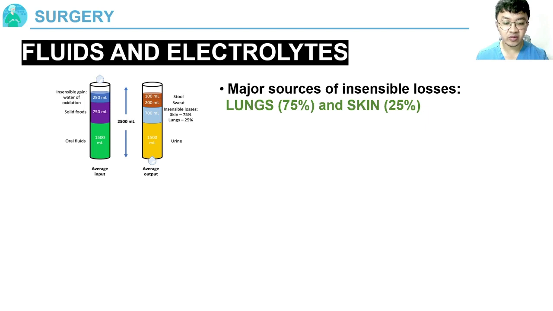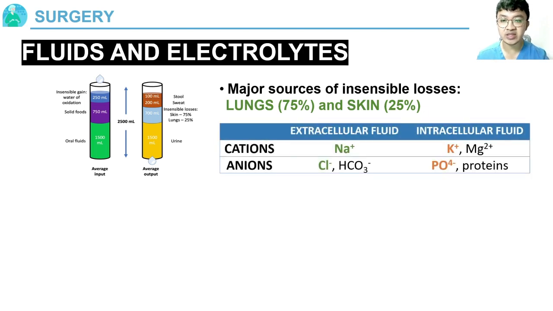When we're talking about fluids, it's also important to talk about electrolytes. Again, our major cations and anions. For the extracellular fluid, sodium is the most important cation. Intracellularly, potassium is the most abundant cation. Extracellularly, for the anions, we have chloride. Intracellularly, we have phosphate.